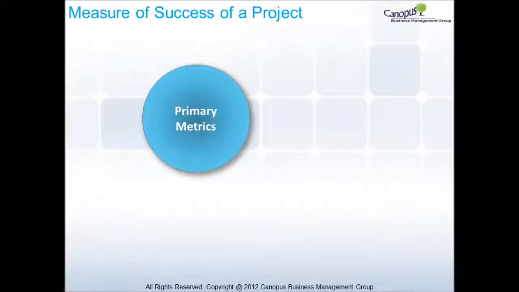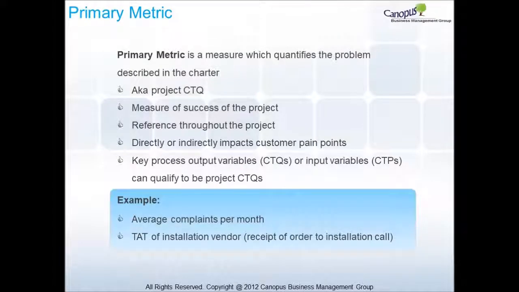There are 2 types of metrics to assess the measure of success of any Six Sigma project. They include primary metrics and secondary metrics. A primary metric is a measure which quantifies the problem that is described in the charter. It is also known as project CDQ. It is a measure of success of the project, and it is the reference throughout the project. Therefore, it should directly or indirectly impact customer pain points.